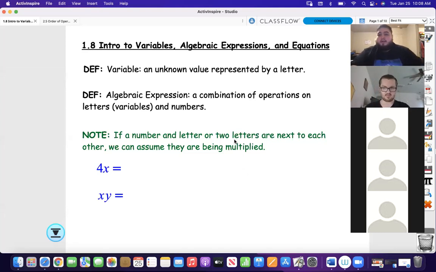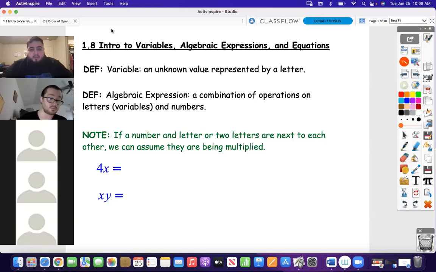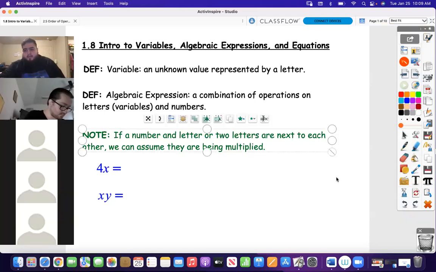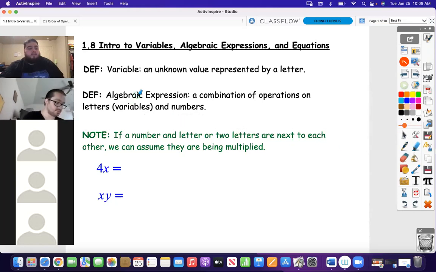So the first things about this lecture is going to be some definitions. Let me go ahead and get a highlighter. So if you look at the first definition, variable, it's pretty much an unknown value that's represented by a letter. So X, Y, Z, A, B, any letter can be used to describe a variable. The next definition we have is an algebraic expression.